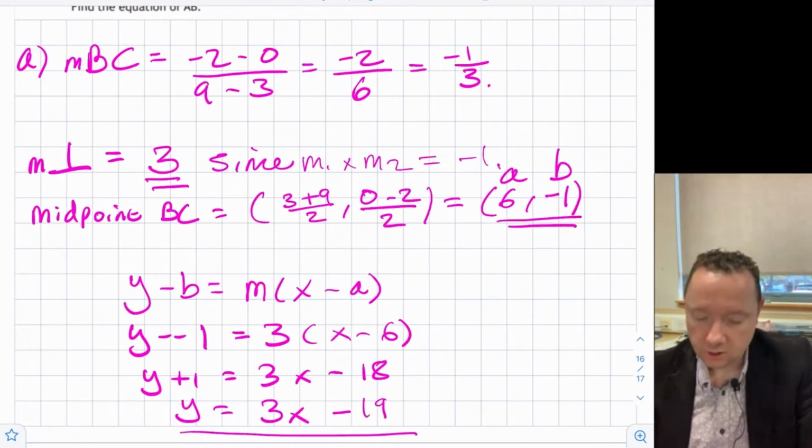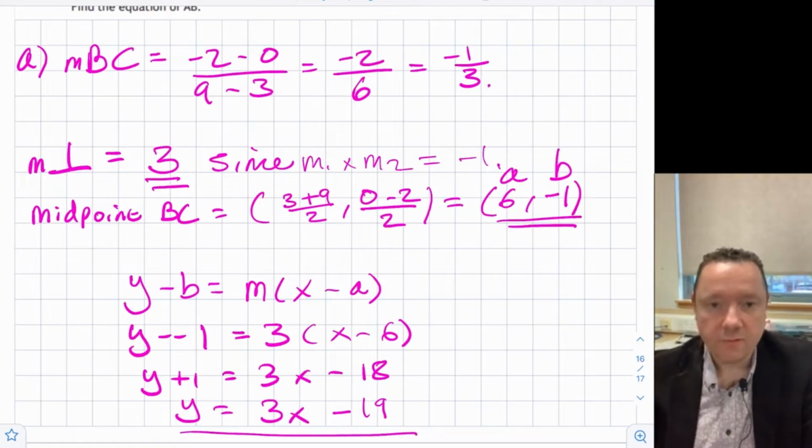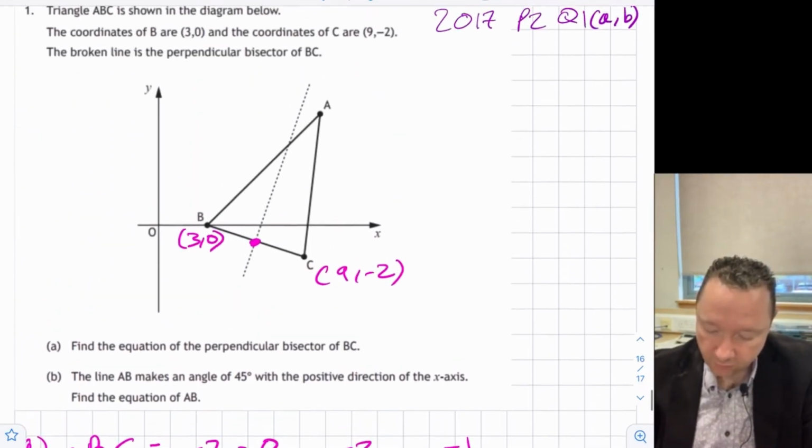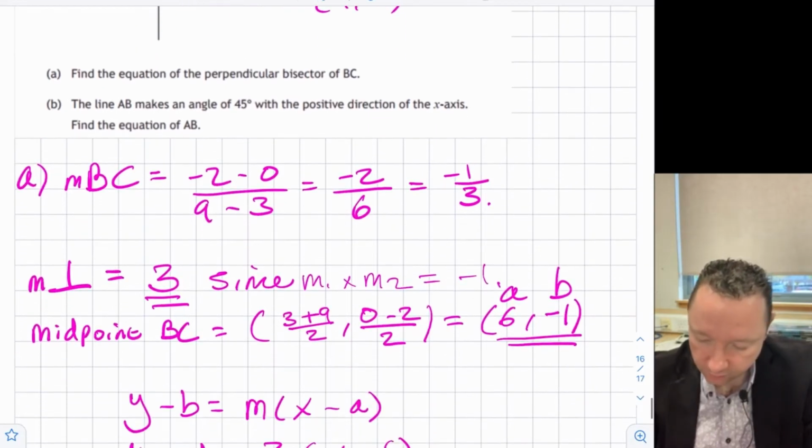So that was part A of the question. Let's see what part B was asking for. So that's everything on perpendicular bisectors. It says the line AB makes an angle of 45 degrees with the positive direction of the x-axis. Find the equation of AB. Let's have a look at that then.